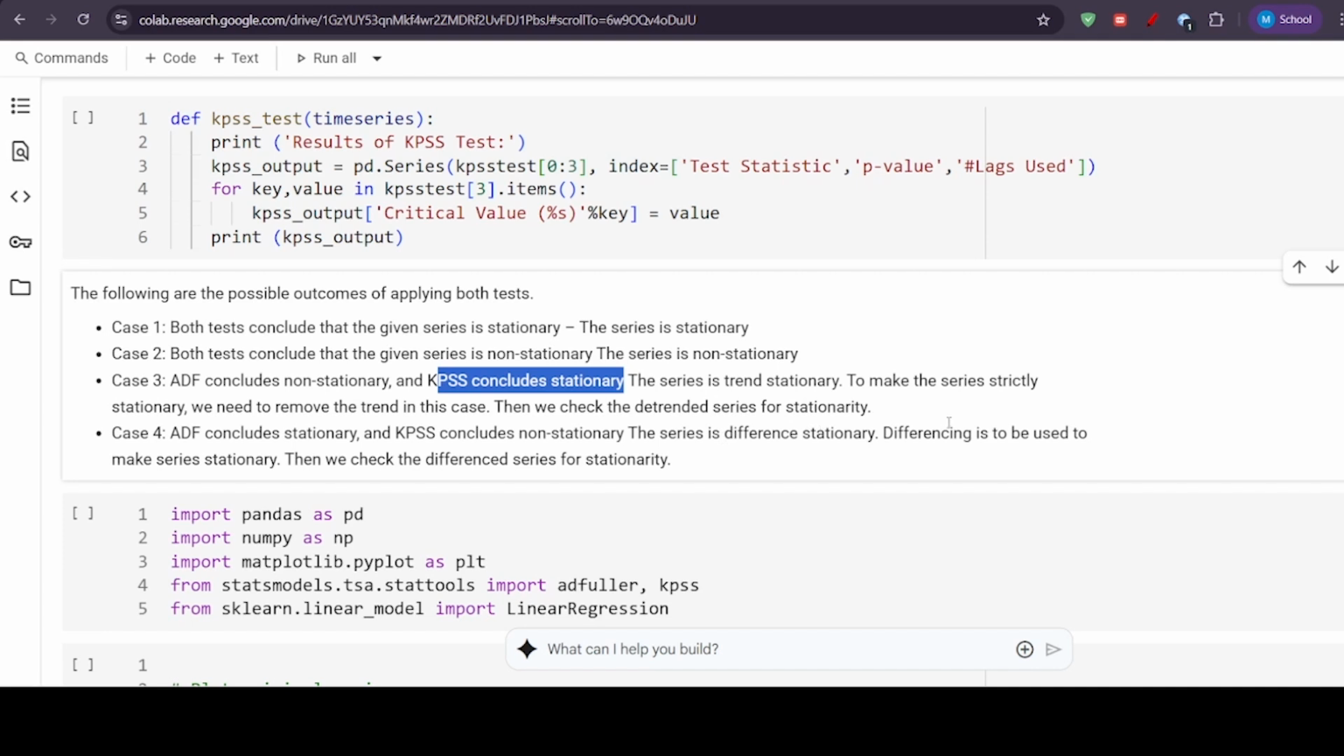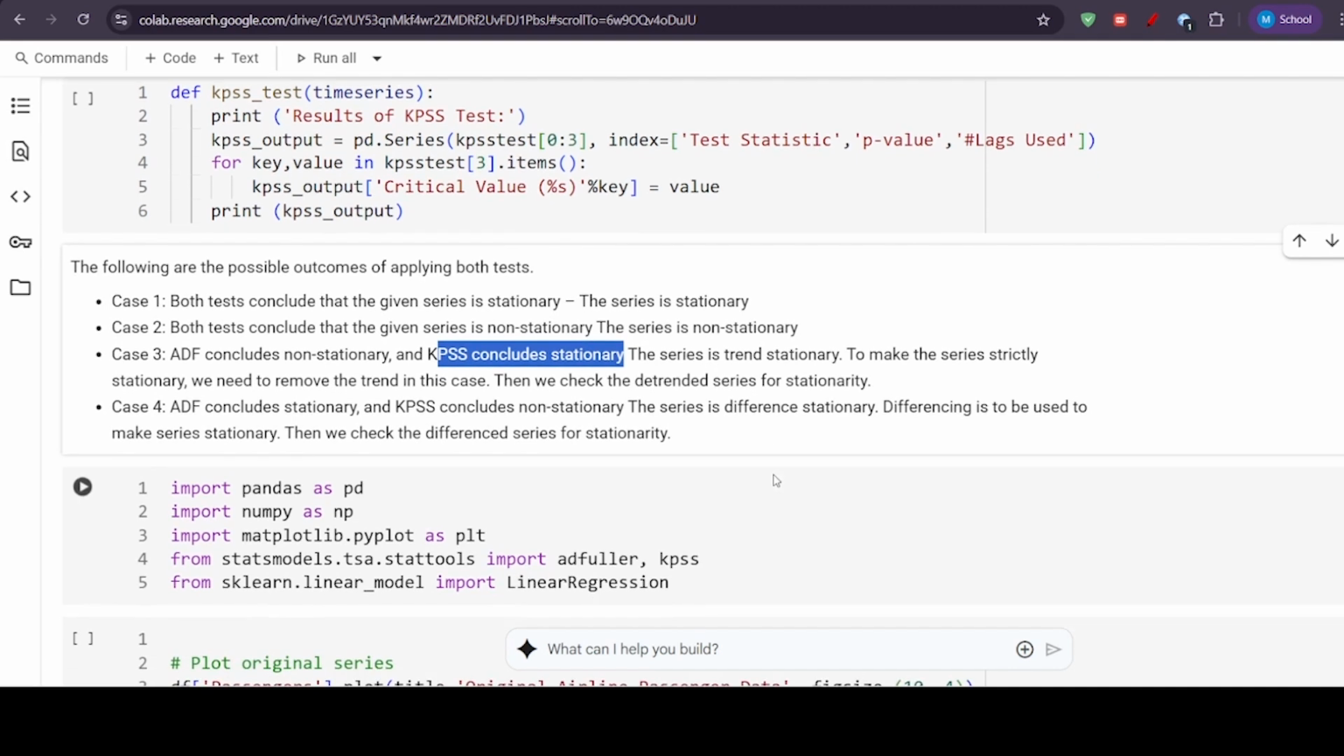Again, if ADF concludes stationary and KPSS concludes non-stationary, then the series is difference stationary. It means differencing is to be used to make the series stationary. We'll see what differencing is in the next lecture, but as of now just see that if you get this and you want to make it stationary, you have to do the differencing.